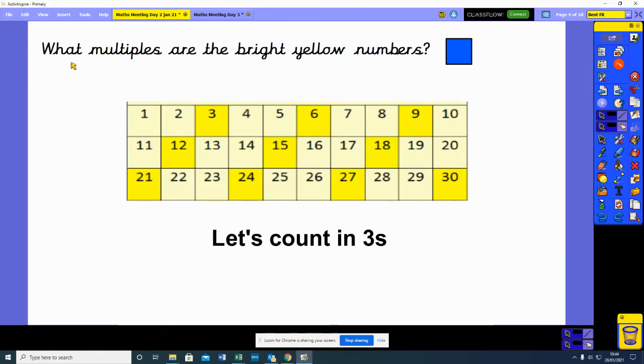Okay. What multiples are the bright yellow numbers? So together, let's count in threes. We're starting with 3, 6, 9, 12, 15, 18, 21, 24, 27, 30. So the multiples that we are counting in are 3. We're counting in multiples of 3.